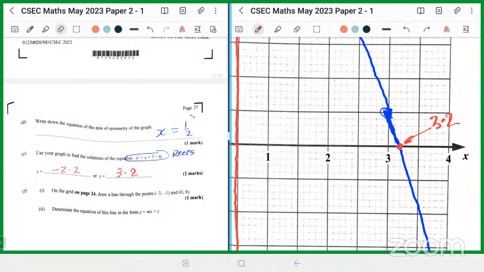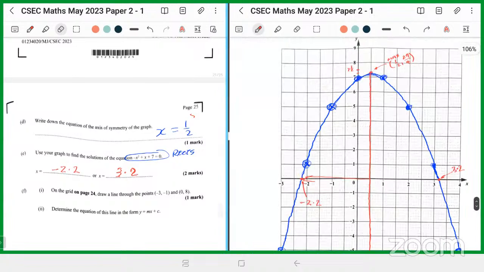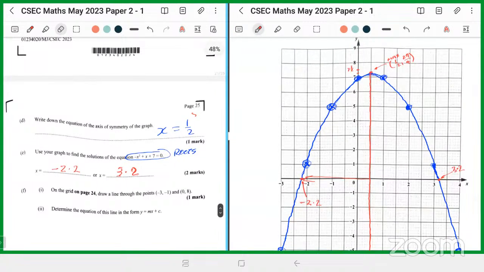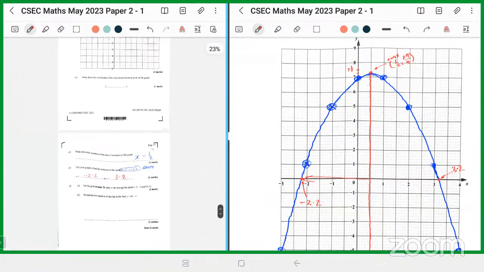Yes, sir. And then this is asking us to do some other stuff, but I'm going to leave out this part, because it doesn't really relate to the topic at hand, which is quadratics. It's telling us to draw a line through this point and through this point, and we have to determine the equation of that line. That is coordinate geometry. So I'm going to leave out that part. It's not quadratics. So we have completed the quadratics part of this question.